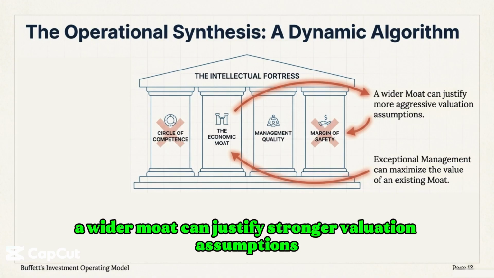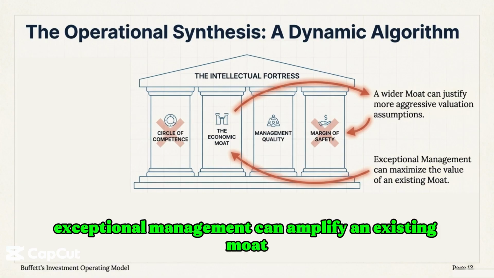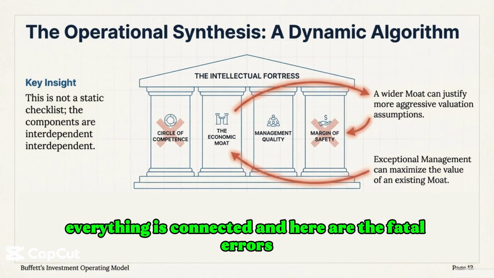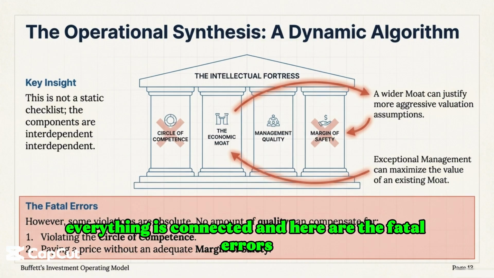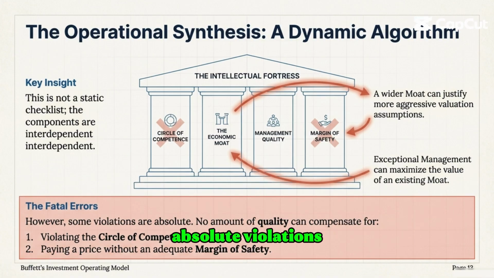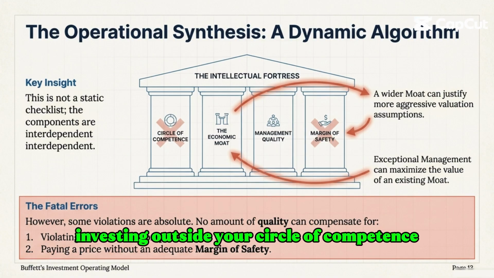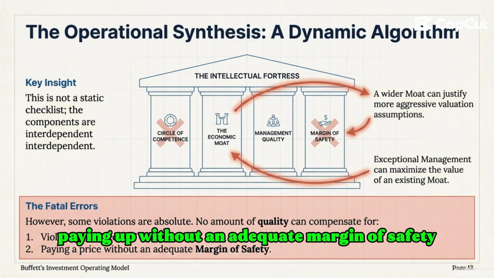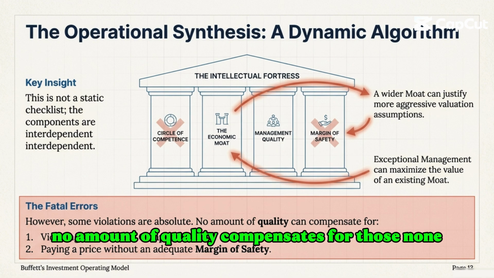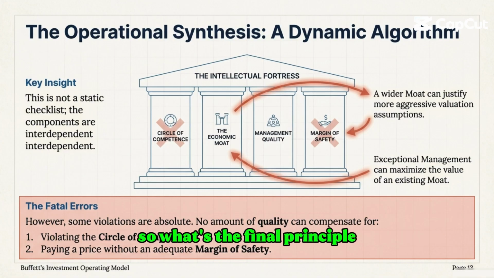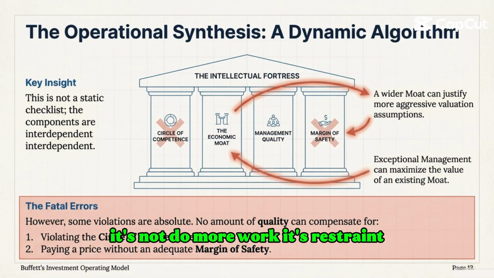A wider moat can justify stronger valuation assumptions. Exceptional management can amplify an existing moat. Everything is connected. And here are the fatal errors, absolute violations. Investing outside your circle of competence, paying up without an adequate margin of safety. No amount of quality compensates for those. None. So what's the final principle? It's not do more work, it's restraint.